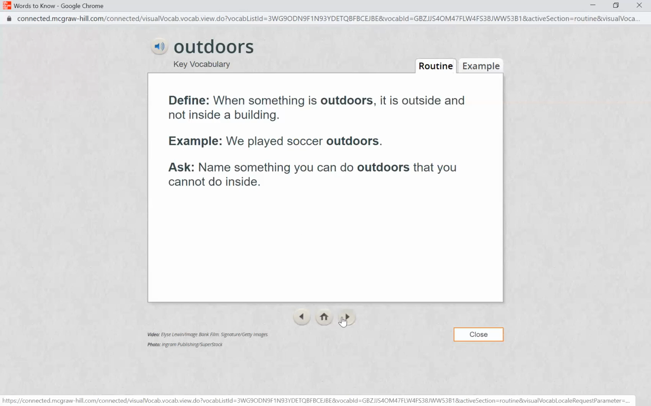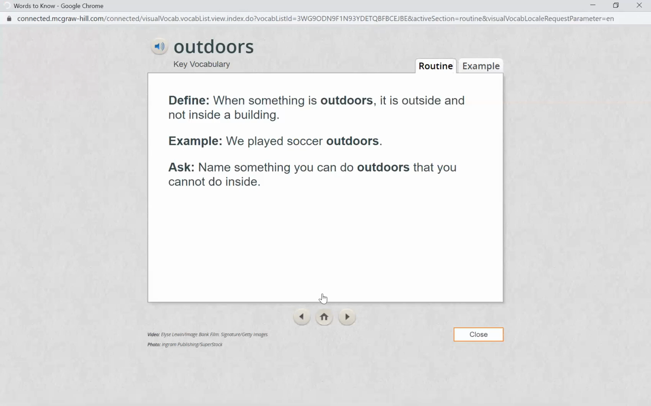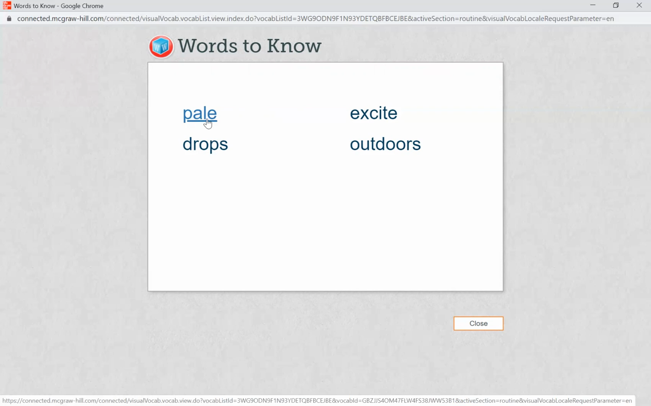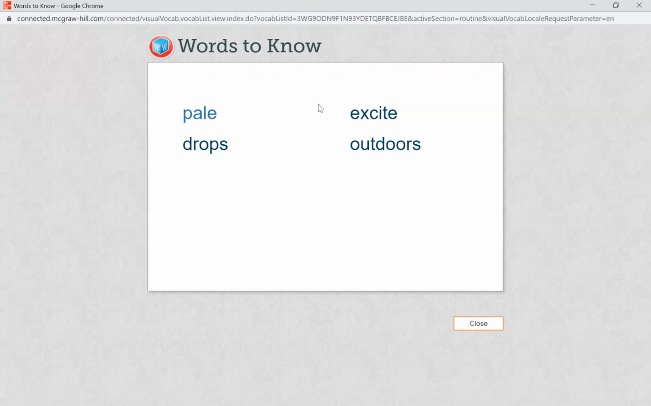Share with someone near you, and even you can share with your teacher if you would like to. All right, let's go back home. Remember, we only had 4 words on this site, and then we're going to go to our next 4 words, which are special words. So let's repeat these before we go. Let's say it together this time. Pale, drops, excite, outdoors. You did a great job with these words. Now I can't wait to show you our new words.